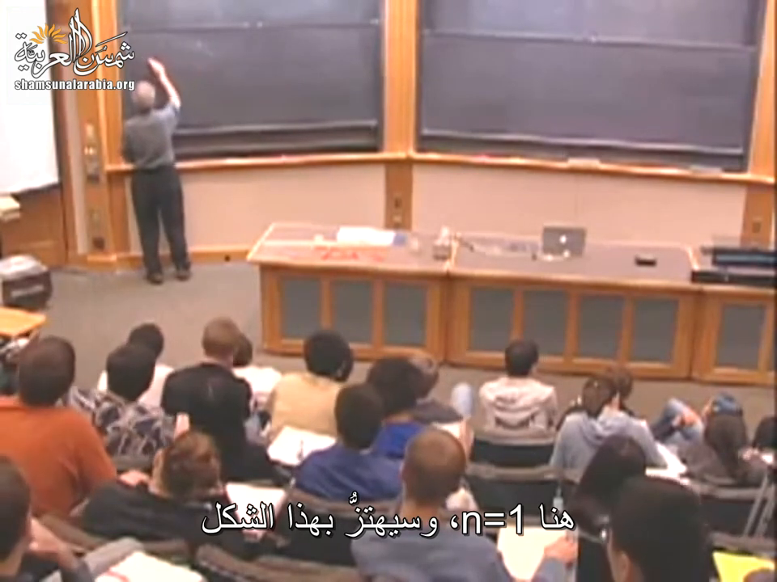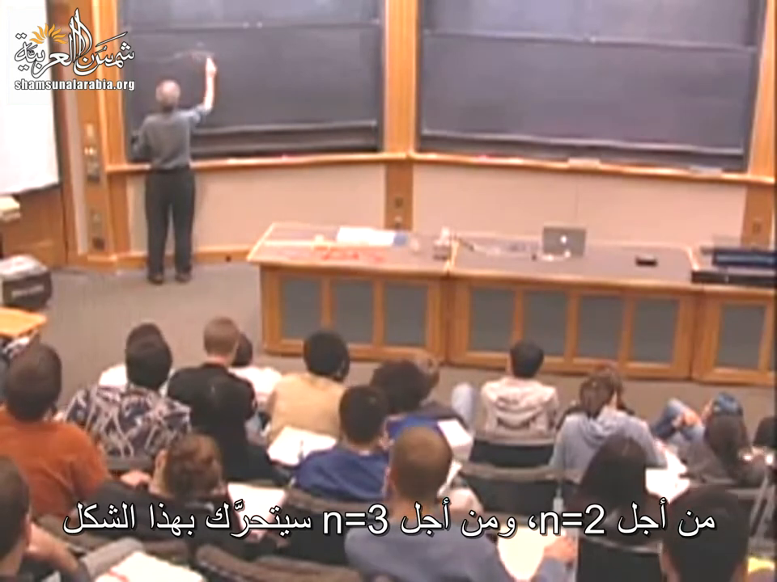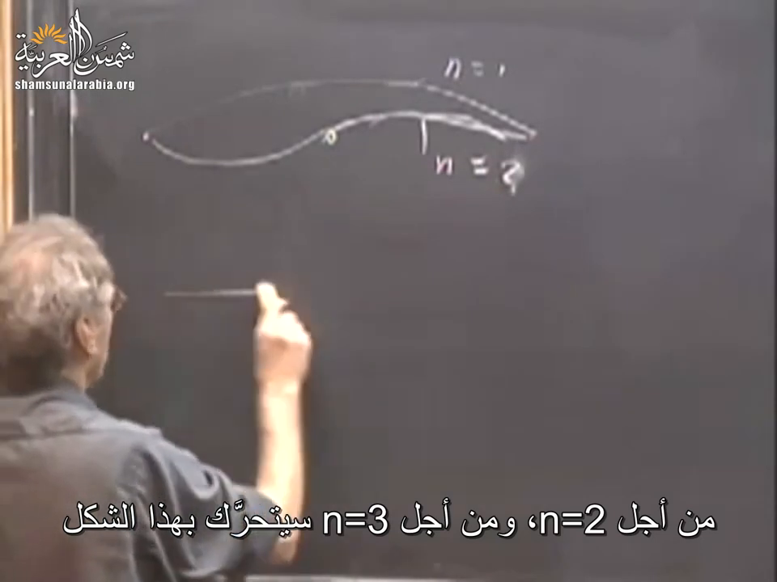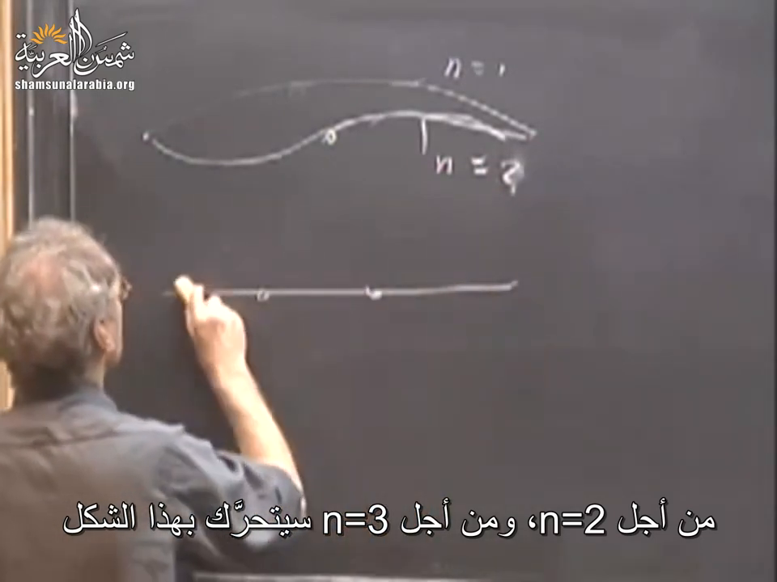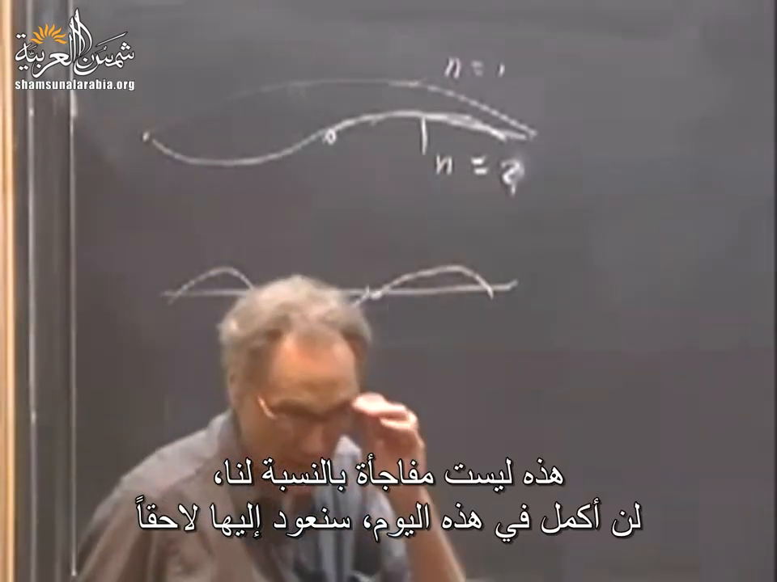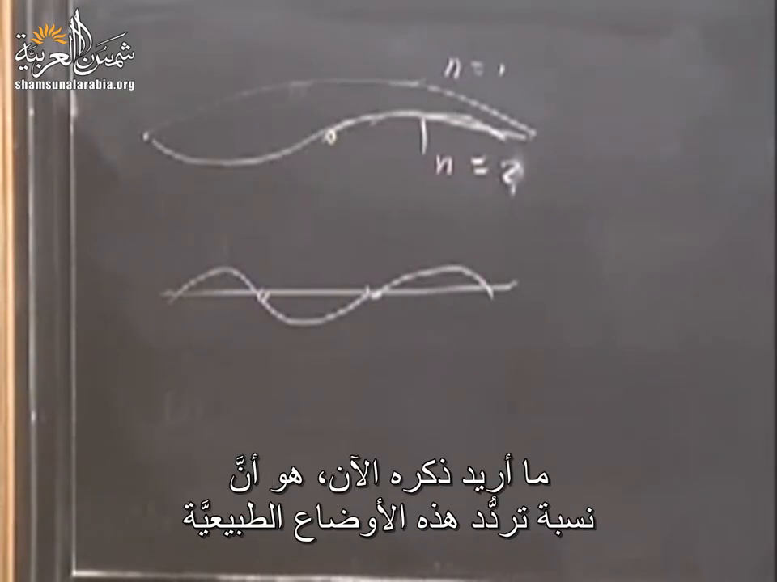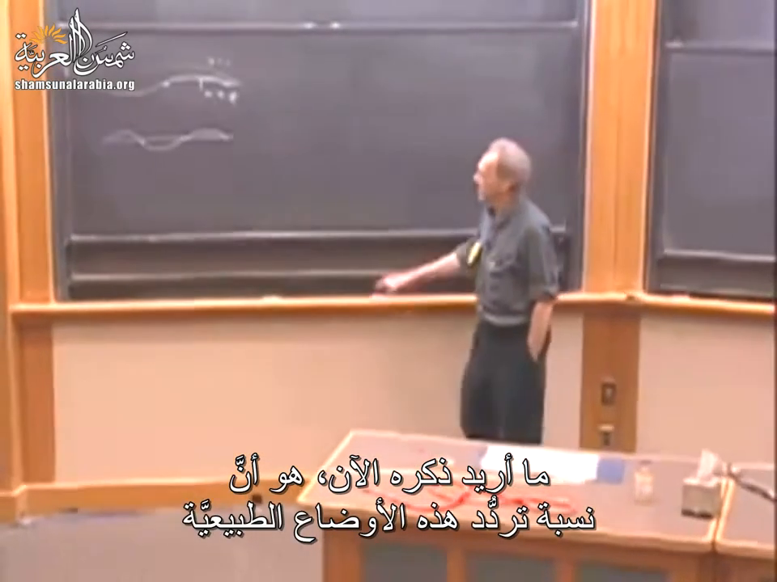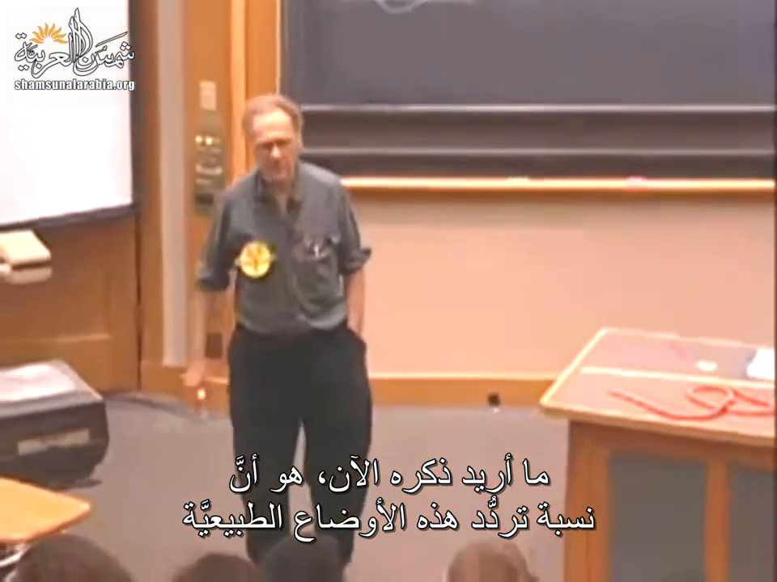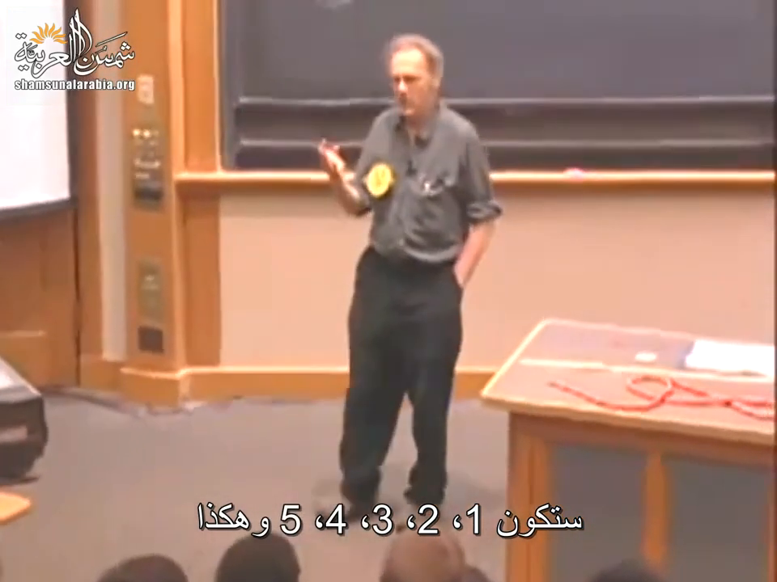And then it's going to oscillate like this for n equals 2. And n equals 3, going up like this, and this goes like this. That should not come as a surprise. I will not pursue that today. We'll get back to that later. What I want to mention, though, what is interesting, is that the ratios of these normal mode frequencies will now be 1, 2, 3, 4, 5, and so on.